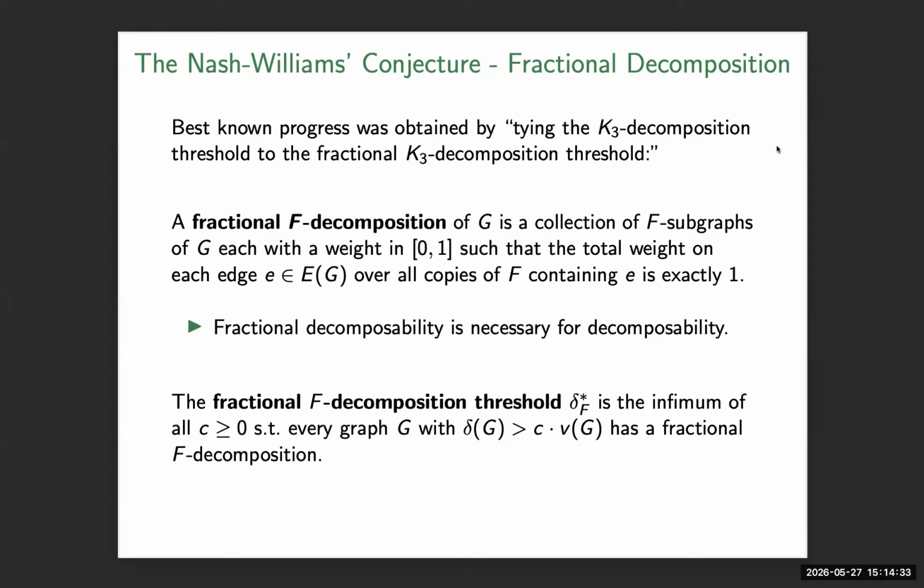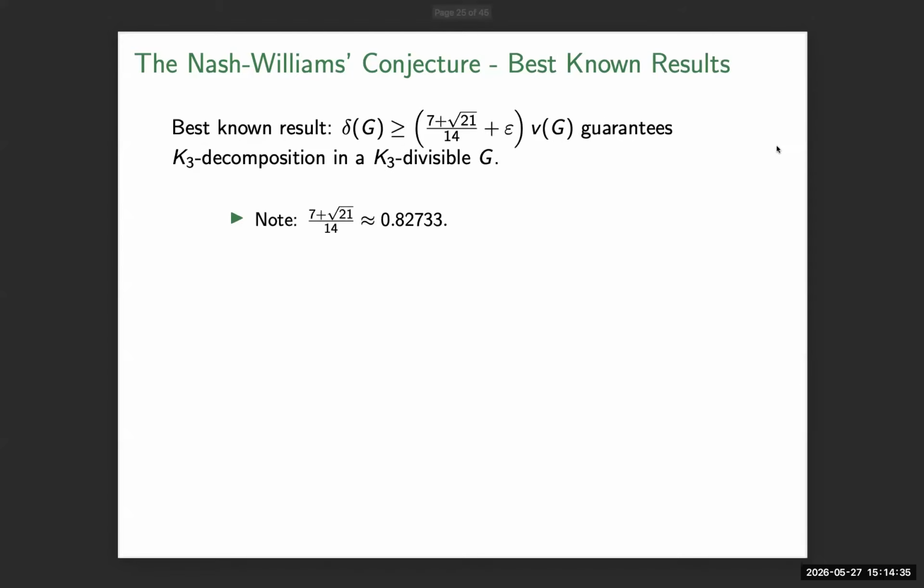Okay, with that vocabulary out of the way, the best known result on the Nash-Williams conjecture is that minimum degree at least that rational times number of vertices guarantees the existence of a K3 decomposition in a K3 divisible graph, where that rational is about 0.83. Remember that we're aiming for 0.75. So this is not bad, right? We're getting there. Now, how was this result obtained?